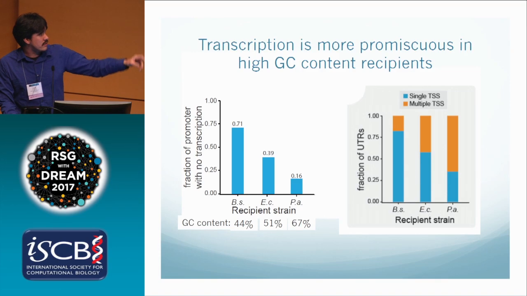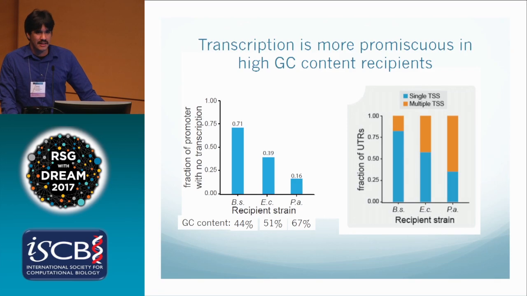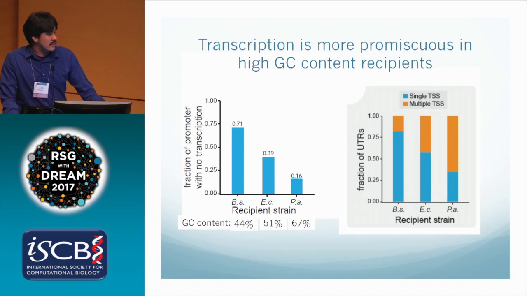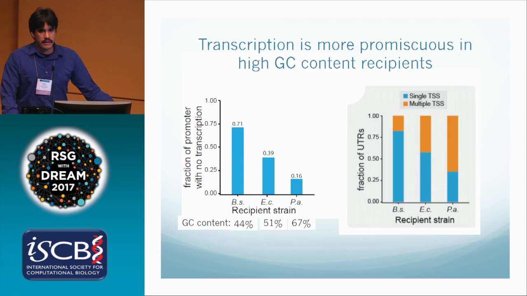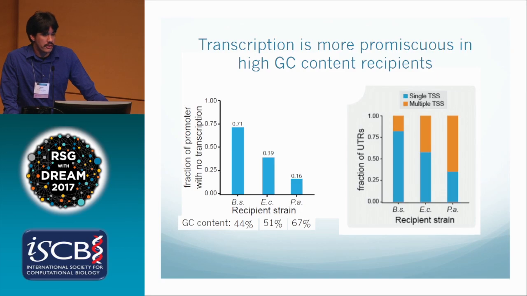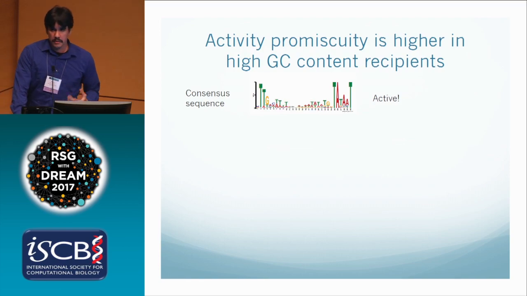On the left side, it shows the fraction of promoters that are not transcribed. Bacillus subtilis has a hard time expressing a foreign promoter. For 71% of the promoters, you see the DNA count there, so it's inside the cell, but you see zero expression. And Pseudomonas is the most promiscuous one, and only 16% of the promoters where you see the DNA are not expressed. And this is also consistent with the multiplicity of the transcription start sites. It's very common in Pseudomonas aeruginosa to have promoters with multiple transcription start sites.